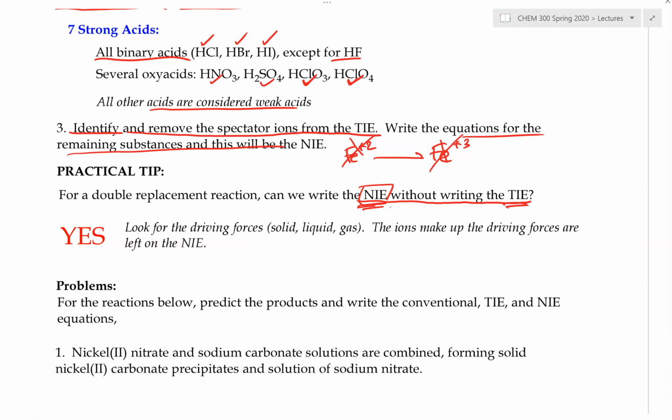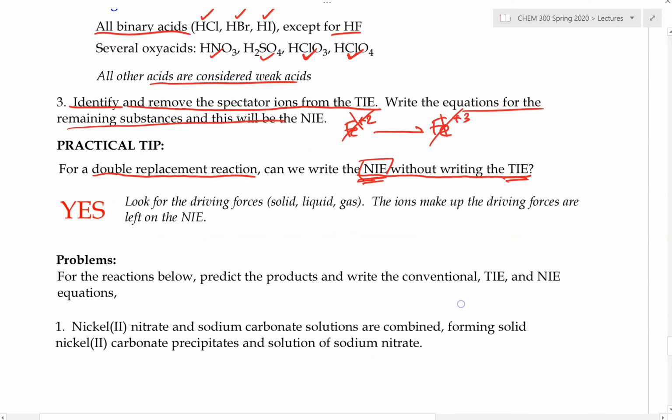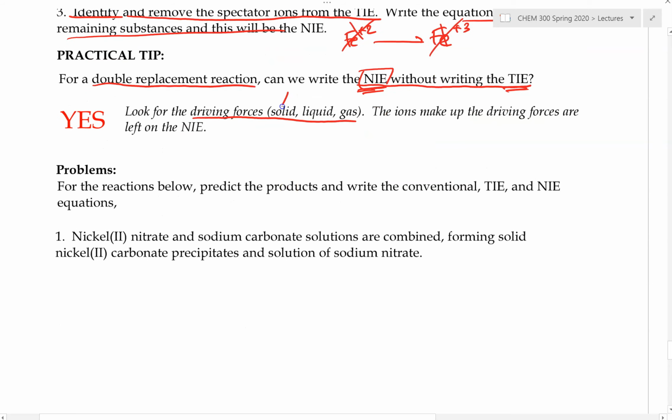So here is how you'll be able to write the NIE without the TIE. And again, this is something that would be applicable in a double replacement reaction only. So here's what you would be looking at. You would be looking for the driving force in that double replacement reaction. What is the driving force of this reaction right here? If the driving force of this reaction is the formation of a solid, then whatever ions make up this solid right here, that is the part that becomes important in your NIE.